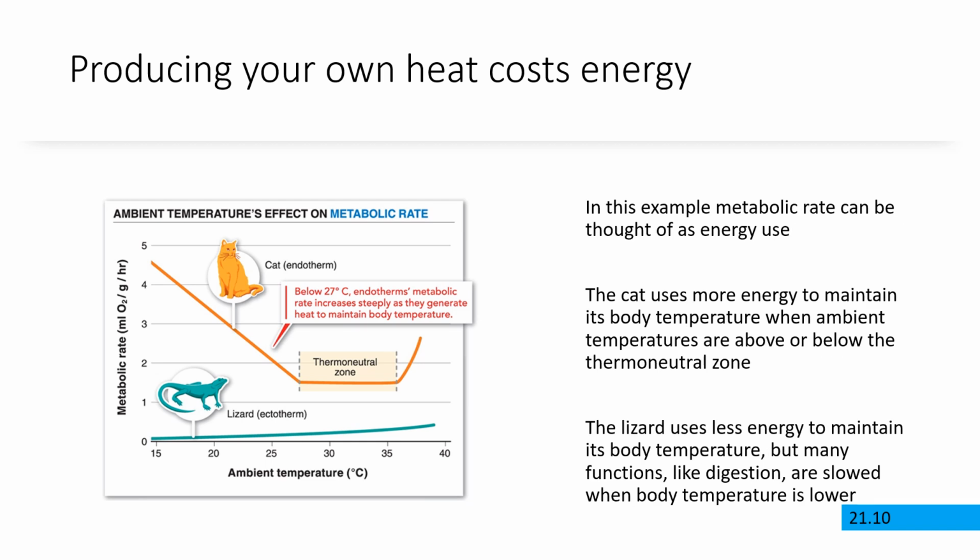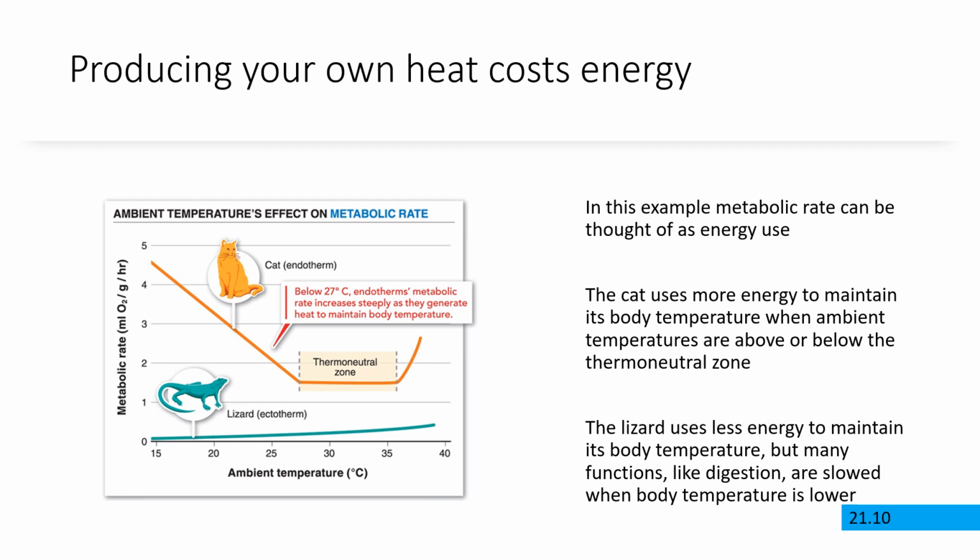But take a look at this graph. On the x-axis, we have the temperature, and on the y-axis, we have the metabolic rate of our two animals, the cat and the lizard. You can think of the metabolic rate as how much energy the animal is using. The lizard uses very little energy, and it only increases slightly as the temperature goes up.